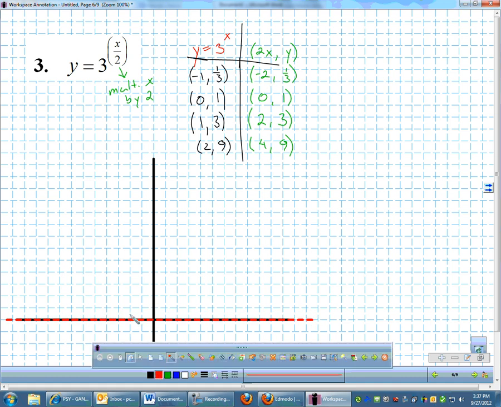Negative 2, 1/3. It's going to be about right here. 0, 1, 2, 3, and 4, 9. So 3, 4, 5, 6, 7, 8, 9. I plotted those points, and I can see my shape there. I'm going to hug my horizontal asymptote and start hitting my points. There's our graph of 3 to the x over 2.